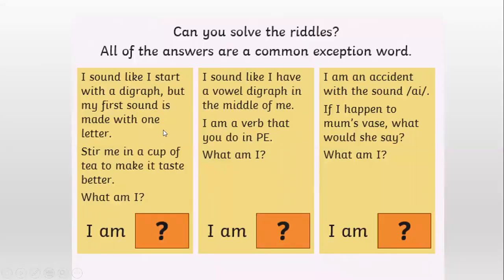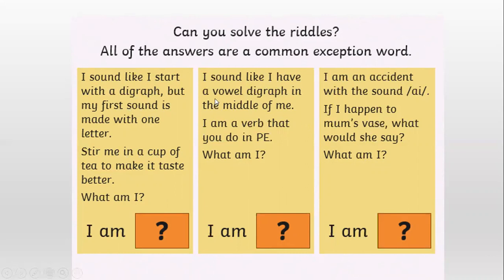Let's see if we can solve some of these riddles. So I sound like I start with a digraph. Remember, digraph is made up of two letters, but my first sound is made with one letter. I wonder what that could be. Stir me in a cup of tea to make it taste better. What am I? Have a think. We'll get back to the answers in a minute.